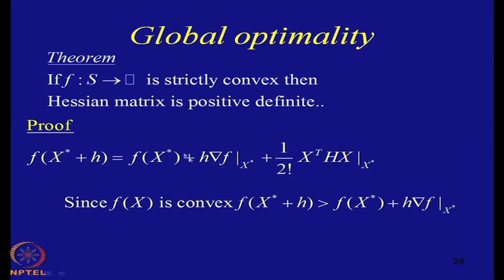If I combine these two conditions together, what do we get? We get f of x star plus h minus f of x star is greater than this value. That is why we conclude that if the function is strictly convex, then the corresponding Hessian matrix is greater than 0. That is the conclusion for us. That is why we can say the Hessian matrix is positive. If it is positive definite, then the function is strictly convex.